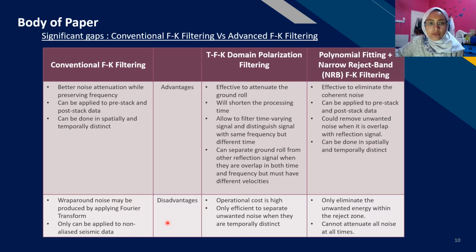The disadvantages for the conventional FK filtering, where ground noise may be produced by applying Fourier transform, and it only can be applied to non-aliased seismic data. The disadvantages for the TFK domain polarization filtering, the operation cost is high and it is only efficient to separate unwanted noise when they are temporally distinct. Lastly, for the disadvantage for the polynomial fitting plus narrow reject band FK filtering, it only eliminates the unwanted energy within the reject zone and it cannot attenuate all noise at all times.